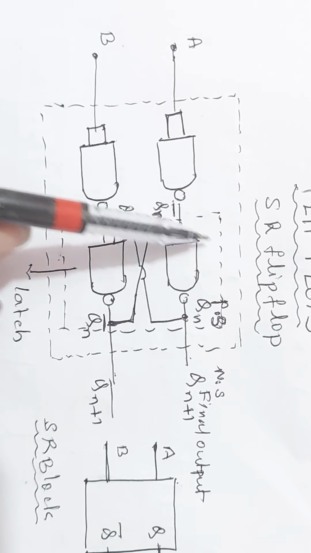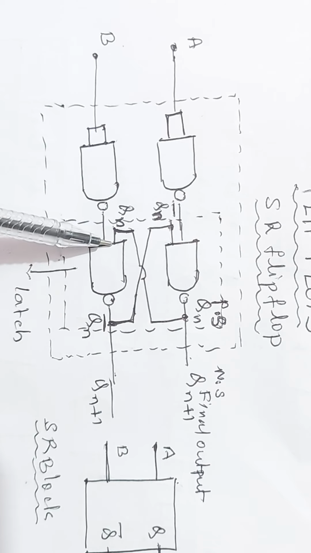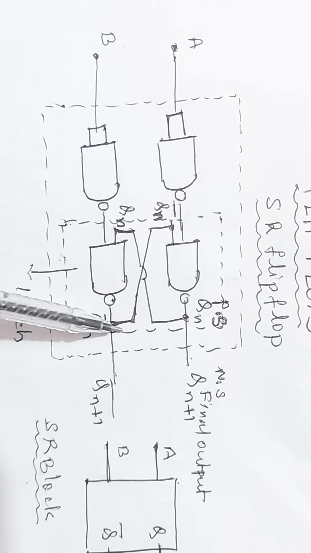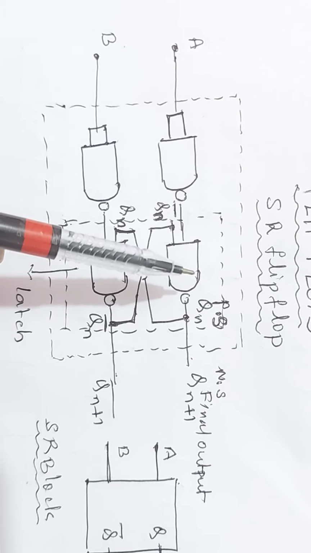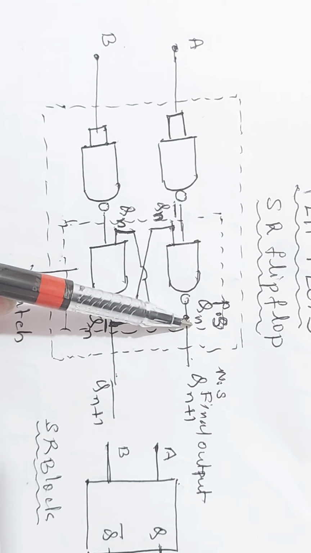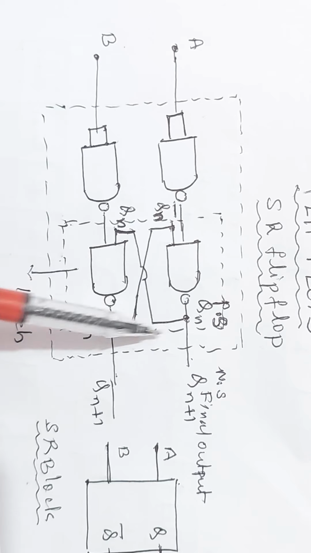See, in this circuit, the output of this NAND gate is fed back to the input of this gate, and the output of this NAND gate, that is Qn bar, is fed back to the input of the above gate. So the output of one is fed back to the input of the other, and this circuit is called a latch circuit.